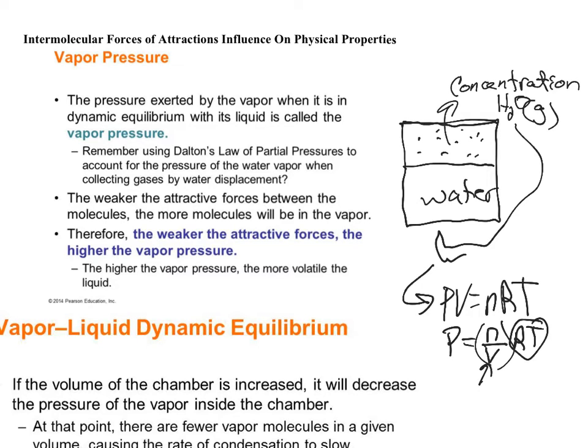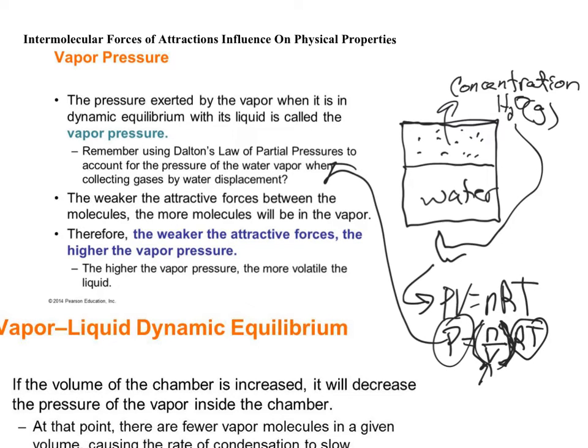So you can express the concentration of the particles in the vapor in terms of a pressure. And that's what vapor pressure is actually telling us. It's giving us a sense of how many particles of gas we have above the liquid.